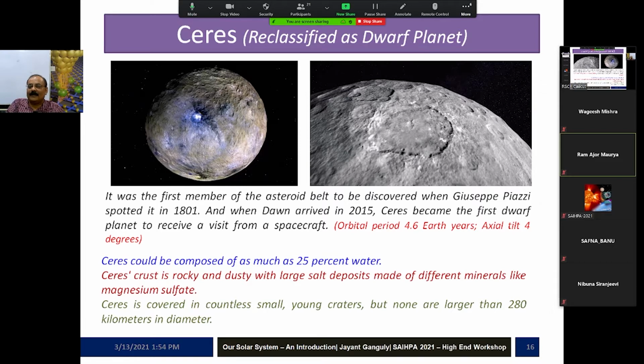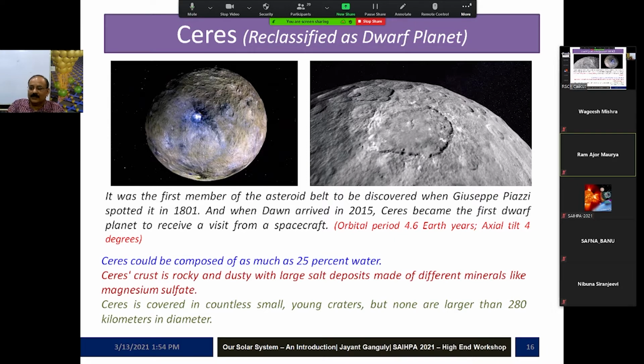But then, as I was saying, Piazzi first found the asteroid in 1801, and then Dawn arrived in 2015, and it was first labeled as a dwarf planet. And then you can see from the various data, it was revealed that it consists of 25% water. 25% of this is water.